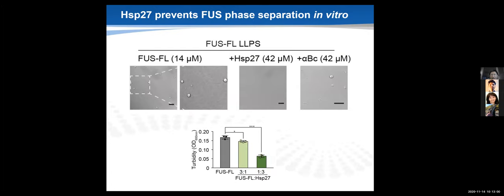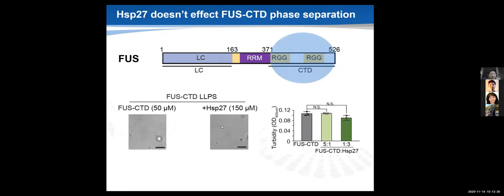And as a control, the other small heat shock protein, HSPB5, as I just mentioned, is very similar to HSP27 but in a different subfamily, and it showed no effect on FUS phase transition, showing that HSP27 is specific in targeting and preventing FUS phase transition. Next, we wanted to know how HSP27 interacts with FUS. FUS has two low complexity domains, the N-terminal RC domain and the C-terminal RGG region. First, we checked if HSP27 can interact with the CTD RGG region.